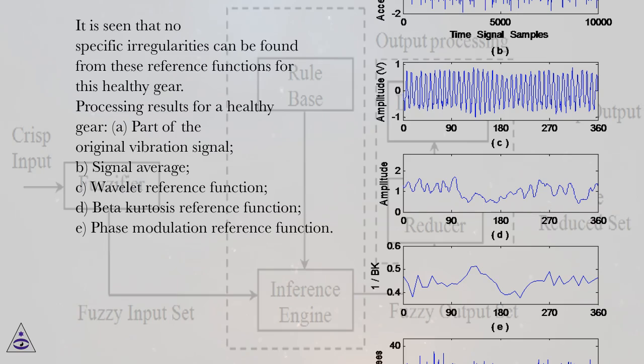Processing results for a healthy gear: A. Part of the original vibration signal. B. Signal average. C. Wavelet reference function. D. Beta kurtosis reference function. E. Phase modulation reference function.